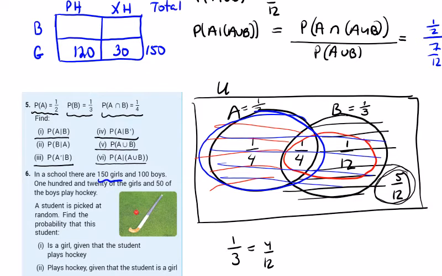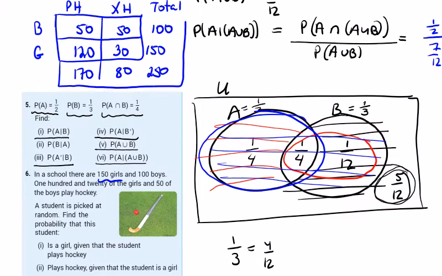And the boys, 50 play hockey out of 100, so 50 don't. So there's 250 total here. There's 80 don't play hockey, and there's 170 play hockey. So just square off your table, and let's have a look at the questions that follow.